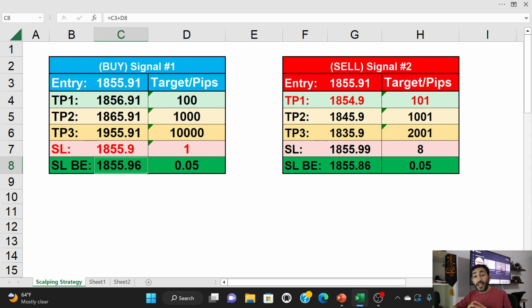So now guys, you can figure out what is happening with the template. When I put the entry point and the take profit number 1, take profit number 2, and take profit number 3, this Excel sheet template will calculate everything for me. However, the stop loss on break even will automatically give me this price plus 5 pips.